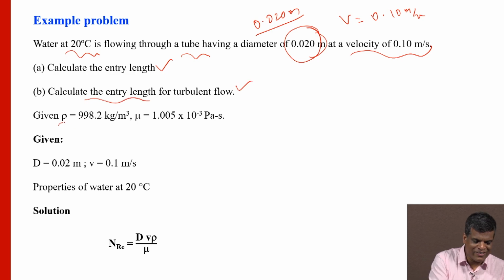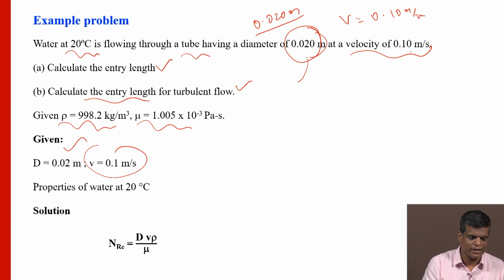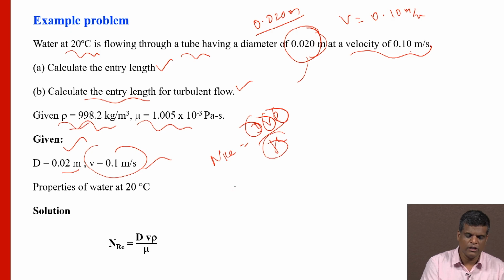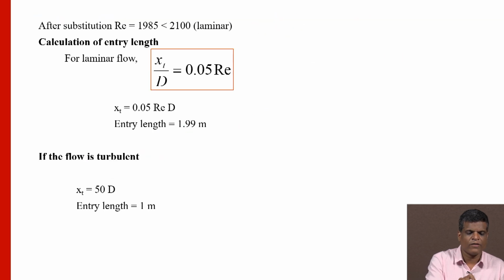So the problem already gives rho, the density of the fluid, water, and mu, the viscosity of water. Already d is 0.02 meter, and velocity is 0.10 meter per second. So Reynolds number equals d V rho by mu. You know the d value, the velocity, the density, and the viscosity, so from there we calculate the Reynolds number. After calculating we got a Reynolds number of 1985. Once you know this number, you just substitute it here.